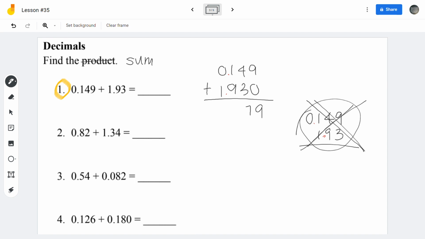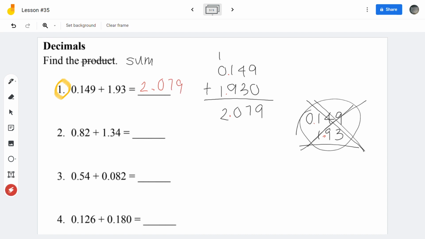Now after you aligned your decimals properly, all you have to do is just add. So 9, 7, 10, and then 2. After you do this, the final step is placing your decimals in your final answer. The way you place it is like this. You're going to place it between the 2 and 0. The reason why I place it over there is so that it aligns with the decimal point of your first two numbers. Like this. So your final answer should be 2.079.